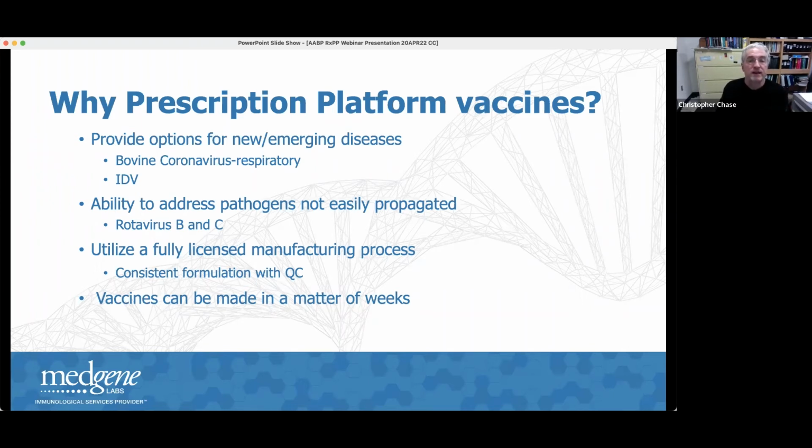And the other thing is because we're using the idea of plug and play, these vaccines can be generated in just a matter of weeks.